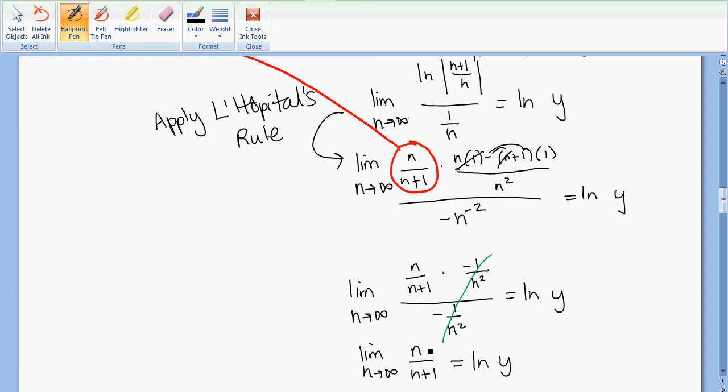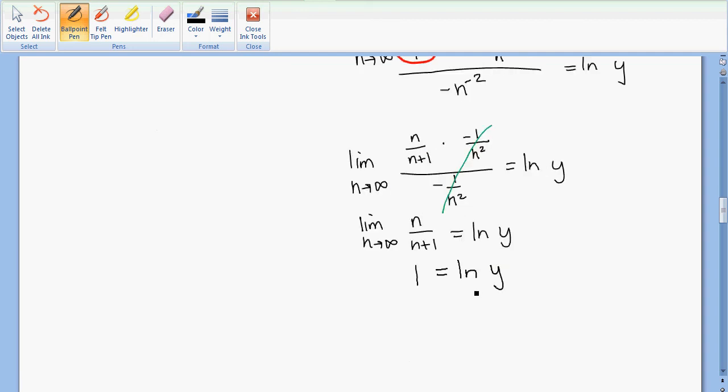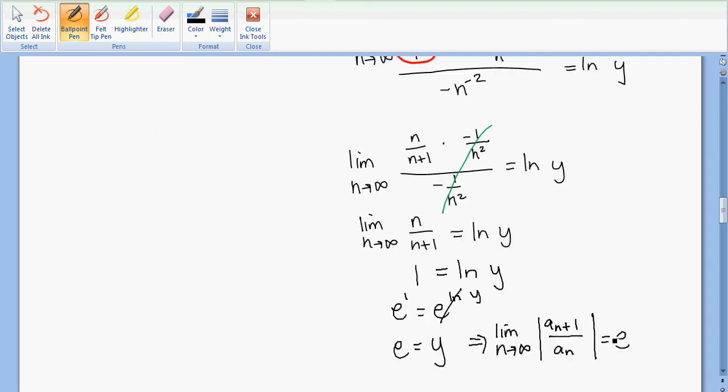the natural log of y. This limit we can easily evaluate. Either you apply L'Hopital's rule and get 1 over 1, or just notice that these are first degree polynomial over first degree polynomial, so the quotient of the leading coefficients is just 1. So either way you look at it, this limit is 1. So we now solve for y, and we see that the limit equals e.